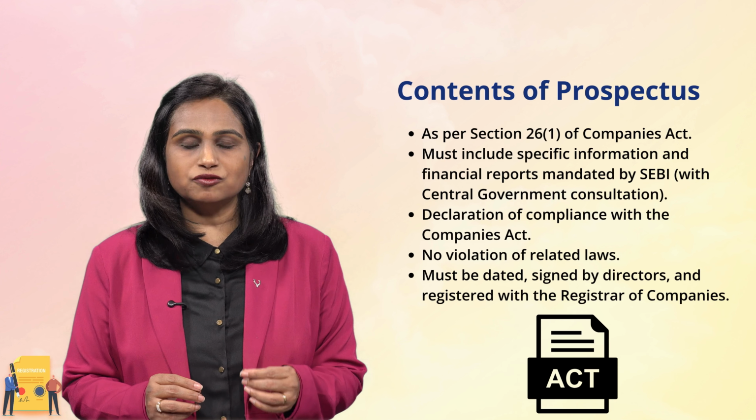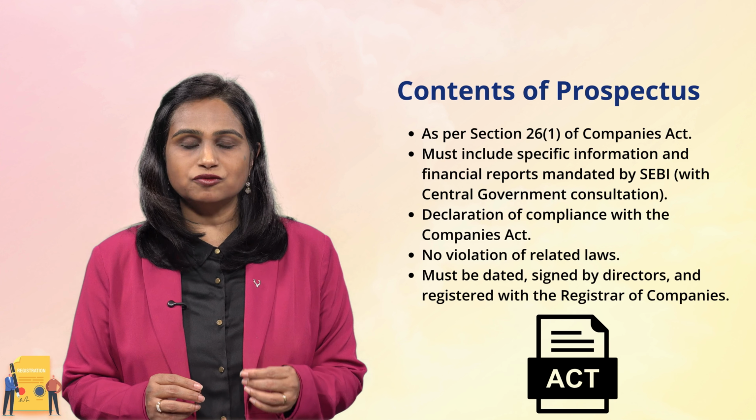The next type of prospectus is an abridged prospectus, which means a document which contains the salient features and essential information of a prospectus. The next type of a prospectus is offer for sale or deemed prospectus.